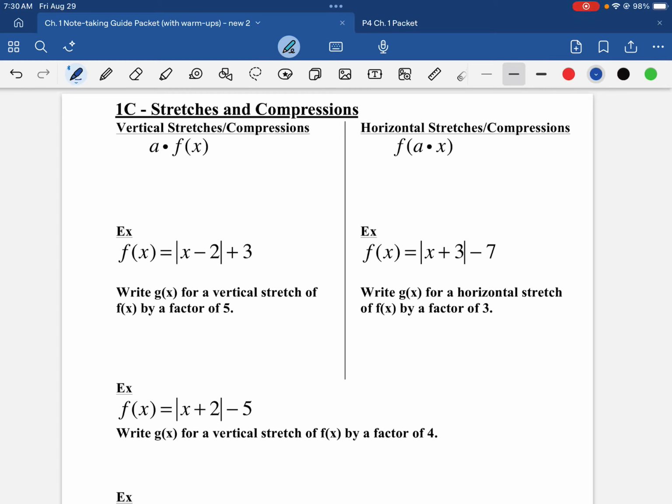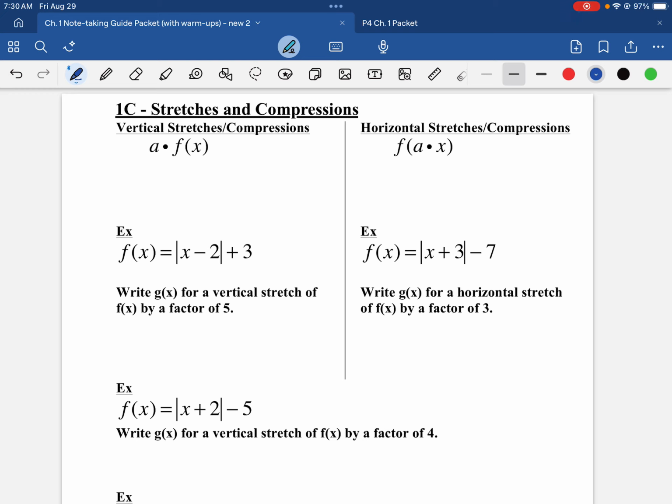1C, we're going to look at stretches and compressions. So we're going to get stretches and compressions when we're multiplying a function, either the entire function, like we are on the left here, or multiplying just the input by a number. So the a value is what we're going to be multiplying these functions by. So that's just going to be any number in there for a, okay?